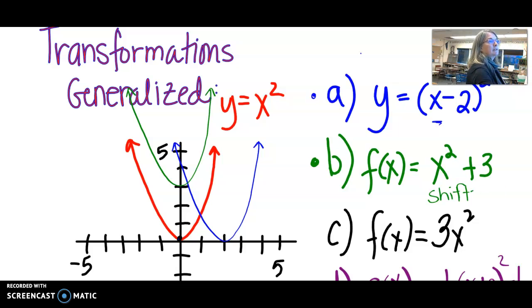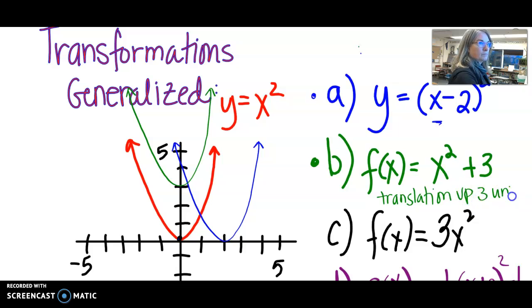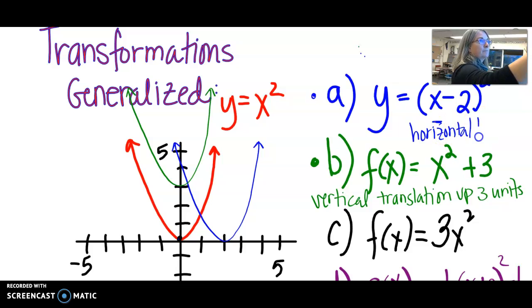Let's actually write that. Or you could call it a vertical translation. And in this previous one, it was a horizontal translation, two units to the right.